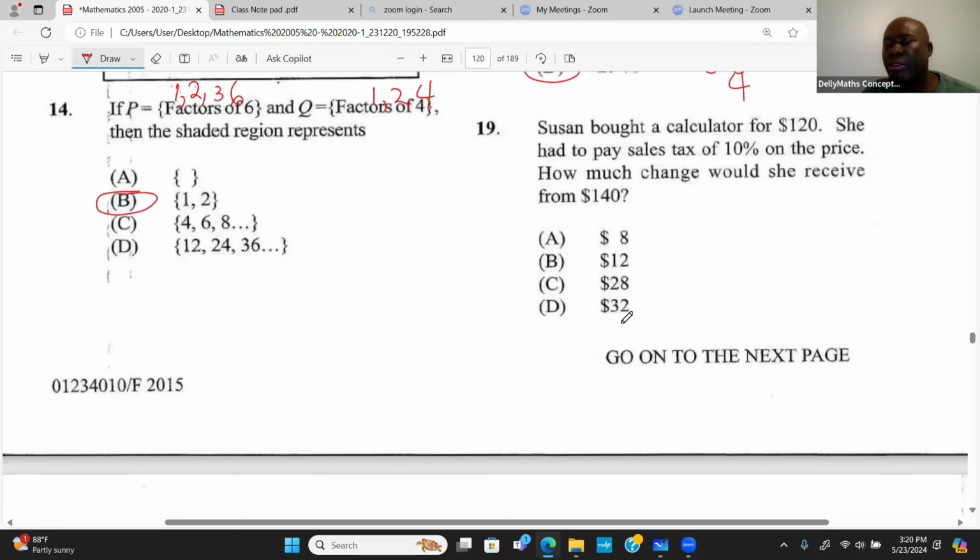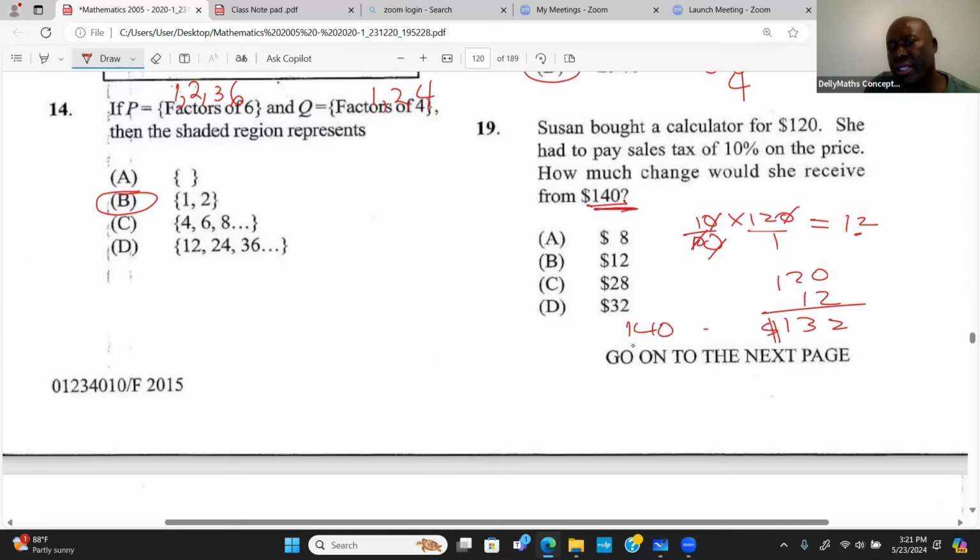Susan bought a calculator for $120. She had to pay sales tax of 10% on the price. How much change would she receive from this? So, context of the question, we're going to find 10%. 10% of 120 is 12. So this is tax that she's going to pay. So 120 plus 12 is going to take it to 132. So this is what the thing will cost. Change that you will get from 140, take that from it, and you're left with $8 as the change. What we want to do is pay keen attention to what they're asking, because as you see, they could have asked for multiple things here.